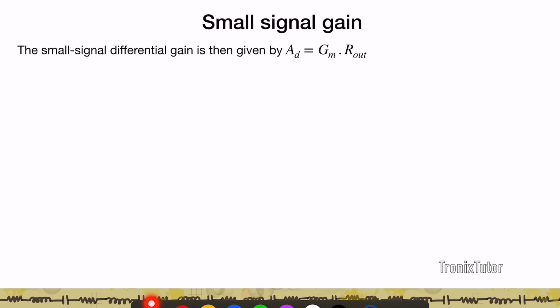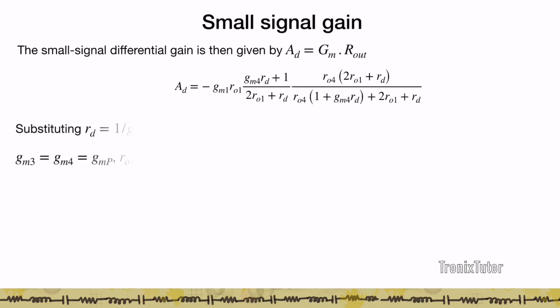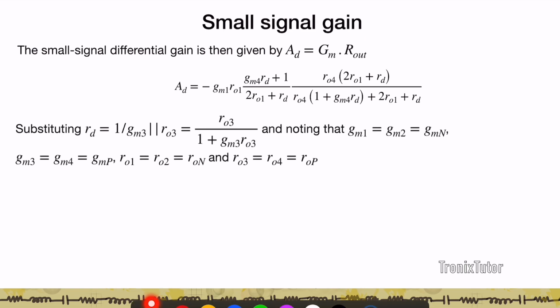And so therefore now I can talk about the small signal differential gain, which is nothing but transconductance times Rout. So I multiplied the two functions together. Obviously this is a little bit cumbersome to remember, but we know a couple of things about the circuit. One, we can substitute RD as 1/GM3 times RO3, which is RO3/(1 + GM3 RO3).